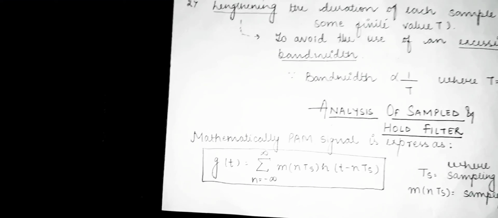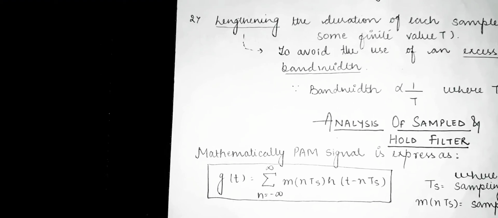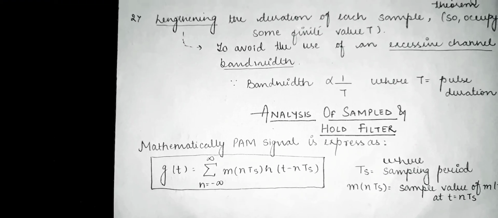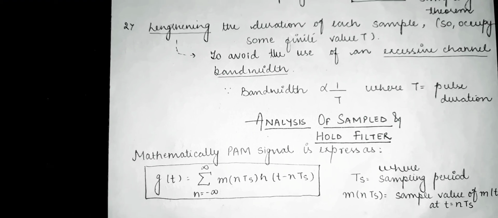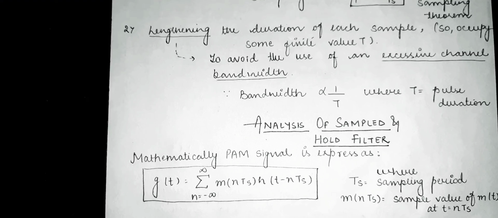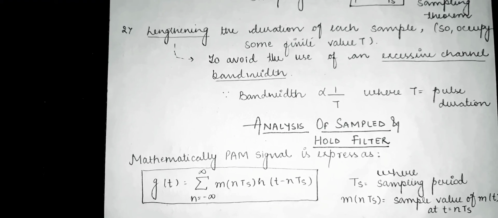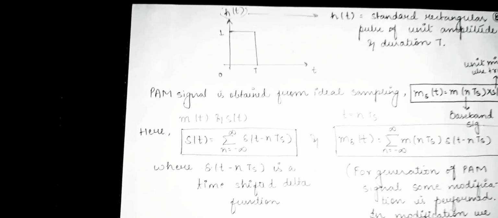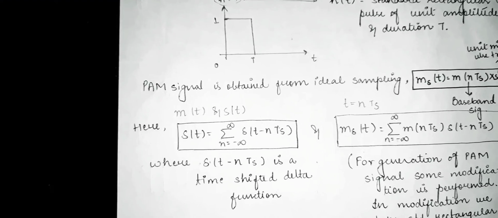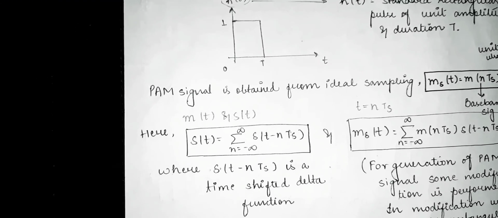Now for the analysis of the PAM signal, we use a sample and hold filter. Mathematically, your PAM signal is expressed as g(t) = summation m(nTs) h(t - nTs), where Ts is your sampling period and m(nTs) is your sample value of m(t) at t = nTs. Here, h(t) is the standard rectangular pulse of unit amplitude and duration T.